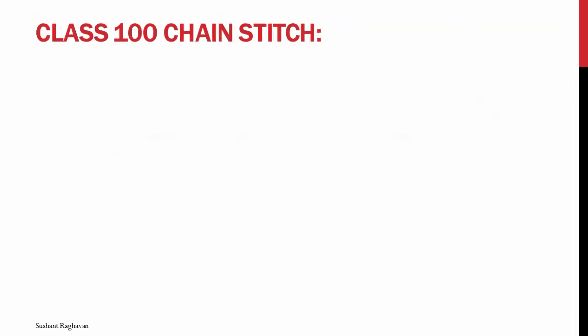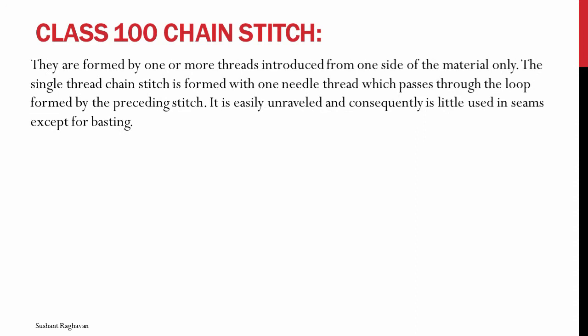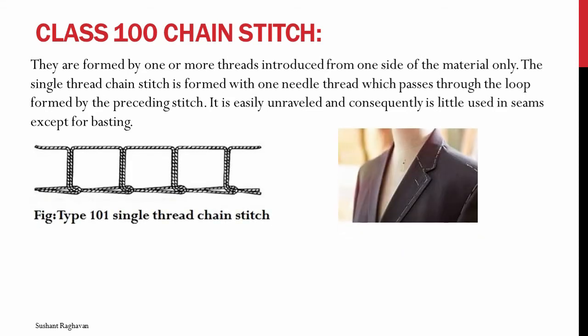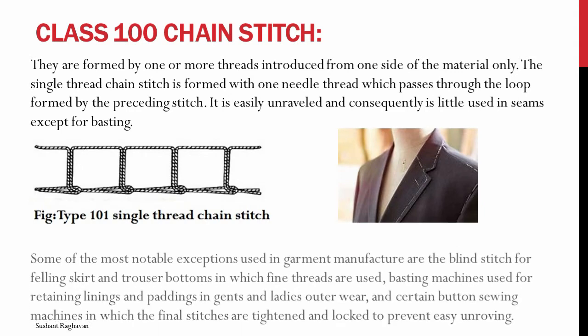Class 100 chain stitch. They are formed by one or more threads introduced from one side of the material only. The single thread chain stitch is formed with one needle thread which passes through the loop formed by the preceding stitch. It is easily unravelled and consequently is little used in seams except for basting. Figure type 101 single thread chain stitch.